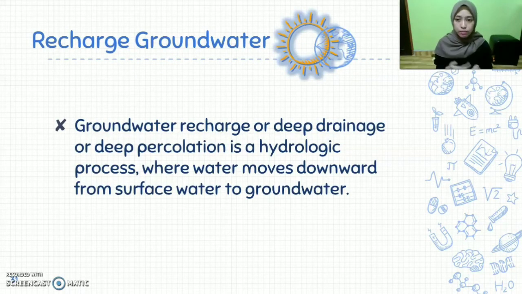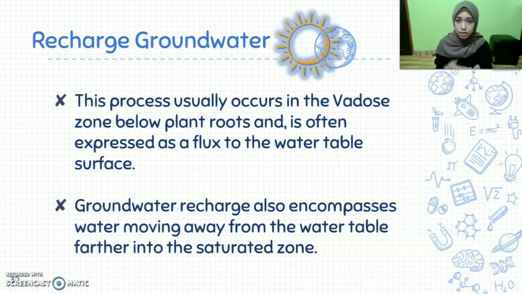Recharge groundwater. Groundwater recharge or deep drainage or deep percolation is a hydrologic process where water moves downward from surface water to groundwater. This process usually occurs in the vadose zone below plant roots and is often expressed as a flux to the water table surface. Groundwater recharge also encompasses water moving away from the water table further into a saturated zone.